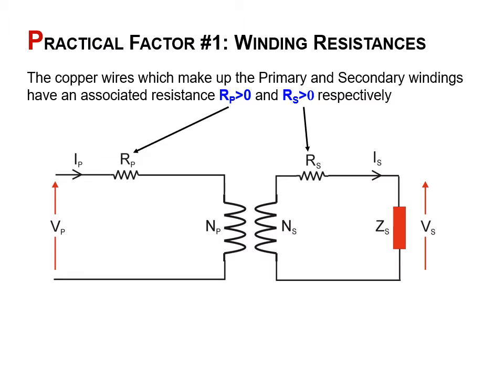So the first thing we're going to do is look at winding resistance. As we've discussed, we have copper wires which make up the primary and secondary windings of our transformer, and this copper material is not a perfect conductor, so because of that we represent these resistances to take into account the fact that our copper wires have some resistive loss. So we have RP on the primary side and RS on the secondary side.